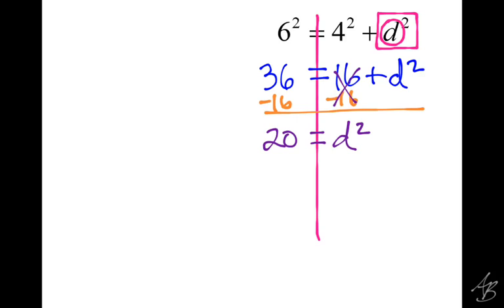Then what? We have to get rid of the square, right? How do we do that? Square root. We're going to take the square root, exactly. On the right side, the square and the square root cancel, leaving d. On the left side, what's the square root of 20?